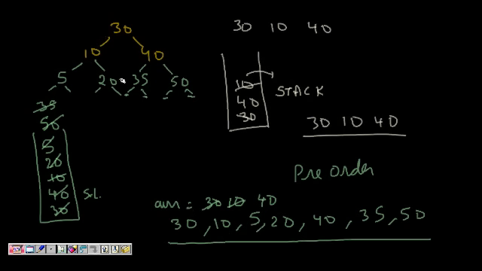So we just check: 30 is printed, then we come here, 10, then 5 is printed, then it goes back to the right child, so 20 is printed, then it comes here and goes to the right child, so 40 is printed, then 35, then 50. So this is perfectly fine. So this is correct, and that's how we get the idea that our pre-order algorithm is working.